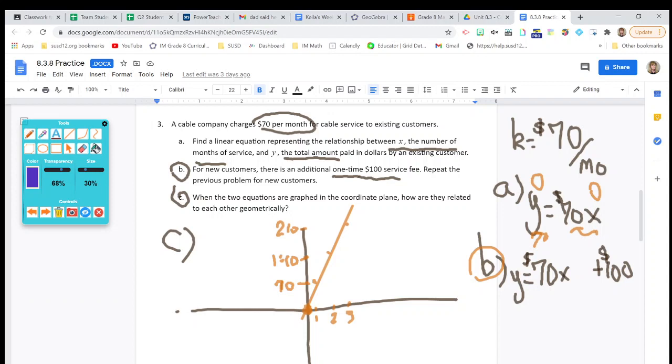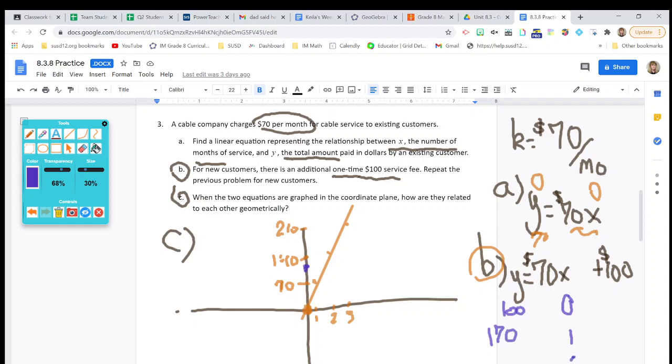So they're starting with a $100 fee. Well, if this is 70 on my graph and this is 110, then I guess 100 is going to be a little less than 110. So that's my first point. When x equals 0, y equals $100. How about when x equals 1, after 1 month, then it's 70 plus 100, y equals $170.